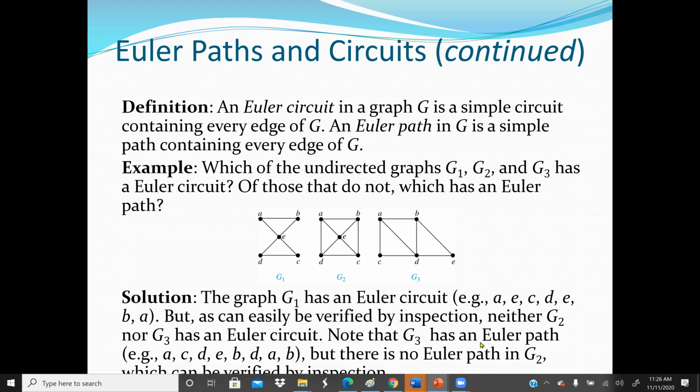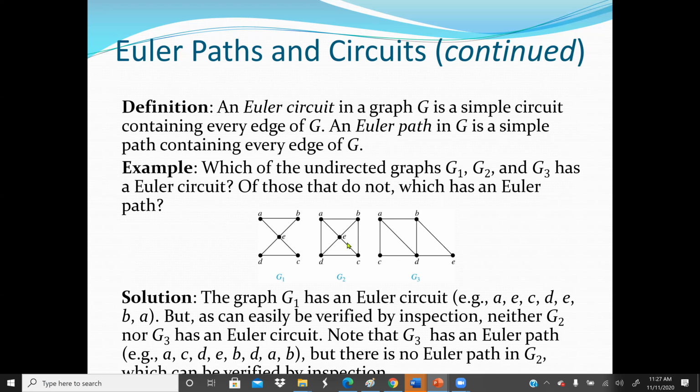But with G3, we can say that we have an Euler path, which will be A, C, D, E, then we go to B, then we go to D, then we go to A, then we go to B. This is a path, not a circuit. A circuit means if I start from A, I have to end at A. A path means I will go through all the edges once, but where I start, I don't end there.